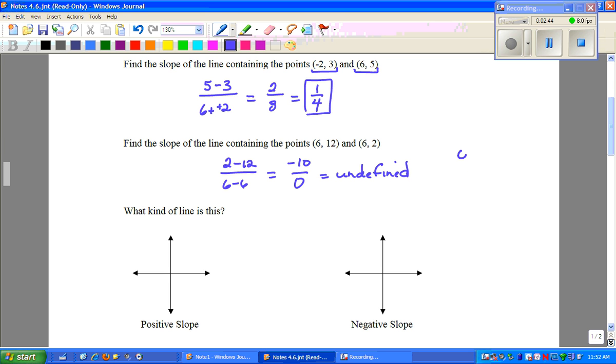Okay, so let me talk about that real quick. 0 over 10 equals 0. -10 over 0 is undefined. So our answer to our question is undefined. I do not want to see you tell me it is 0, okay, because it is not.